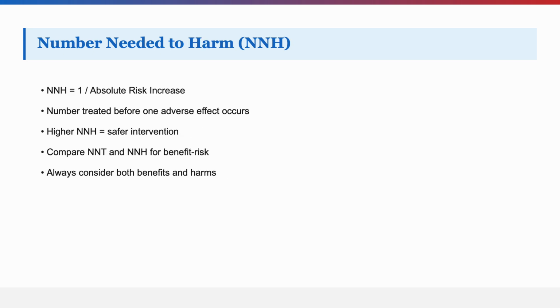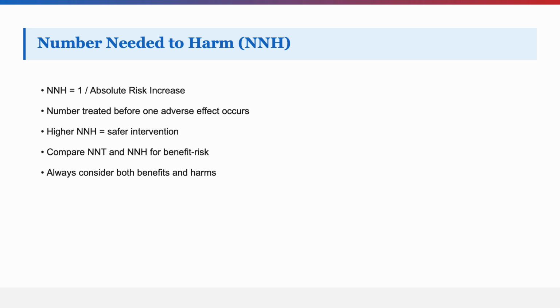Number needed to harm is the flip side of NNT, it quantifies adverse effects. NNH is 1 divided by the absolute risk increase of the adverse effect. If a medication causes nausea in 10% of treated patients versus 2% on placebo, the ARI is 8%, and NNH is 1 divided by 0.08, which is equal to 12.5. For every 13 patients treated, 1 additional patient experiences nausea.